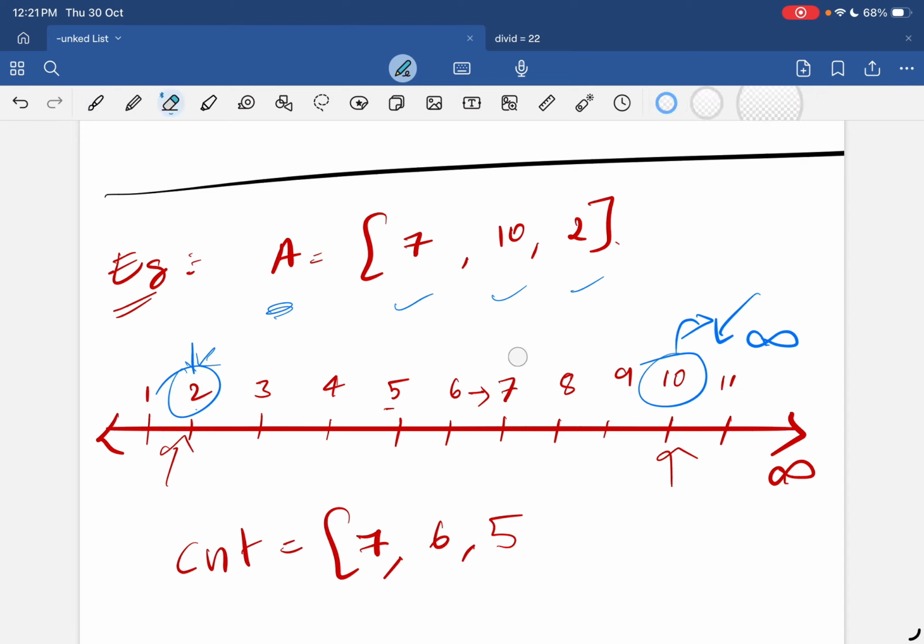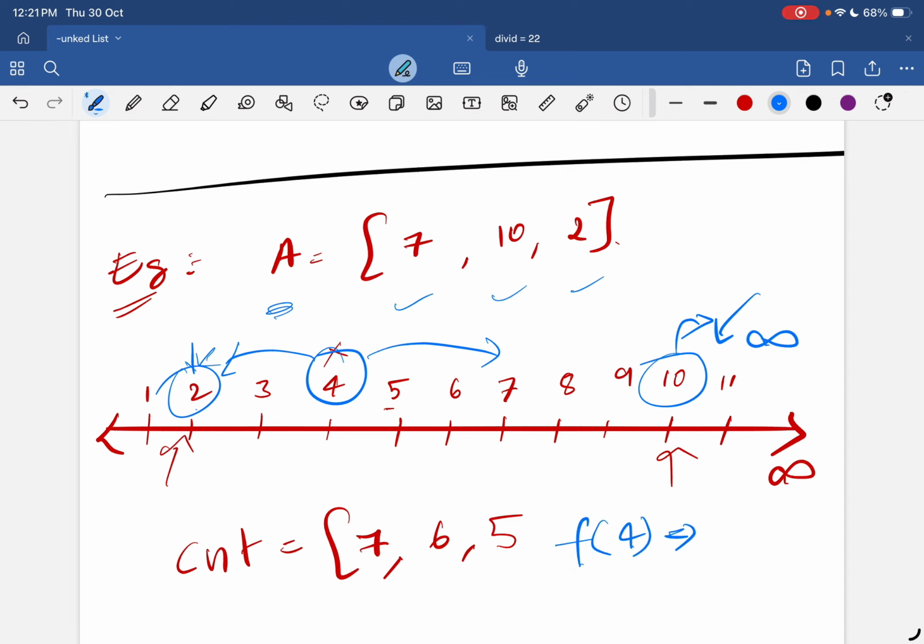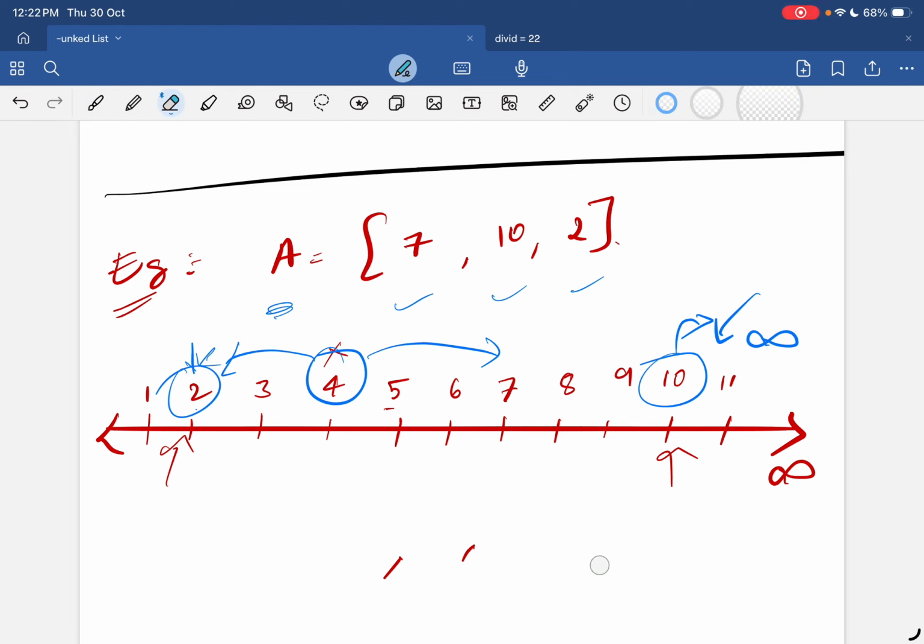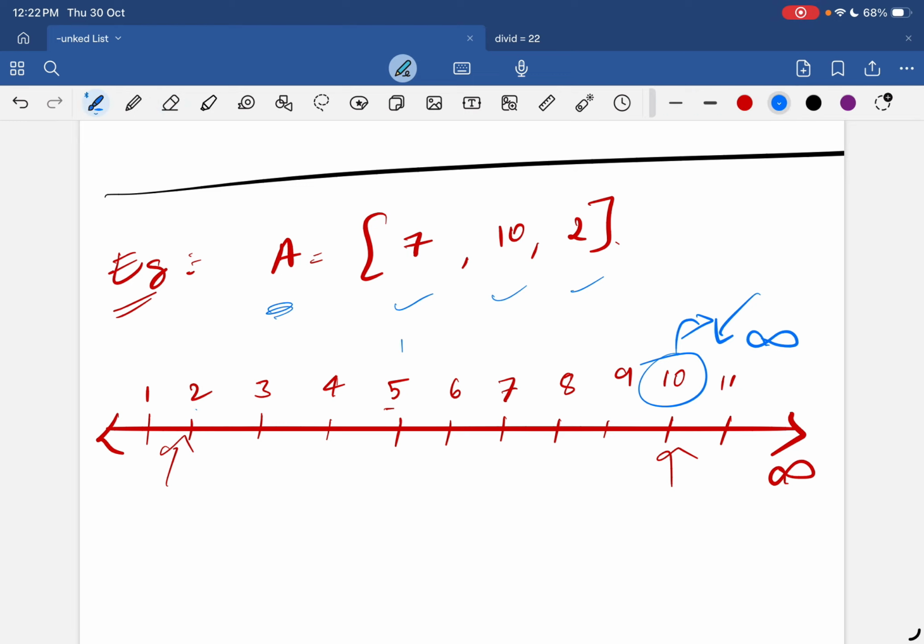Let's try moving x again left. Let's try putting x as 4. But 4 is closer to 2 but far from 7. So doing the function f of 4 will give us a result 2 but not 7. So we cannot consider it into the 7's count because it is closer to 2. So we'll stop going left, and our limit to left is up to 5.